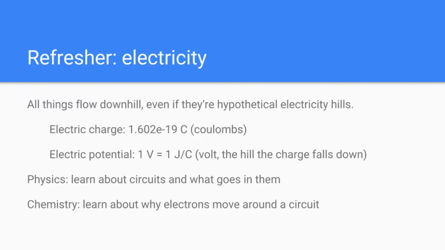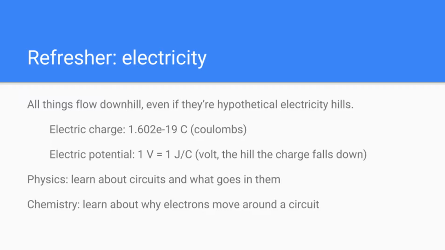So all electrons have a negative charge of 1.602 times 10 to the negative 19th coulombs. A coulomb is just the unit of electrical charge. Electrical potential is measured in the volt, which is 1 joule per coulomb. Okay. So if you raise an electric charge across 1 volt, you will have done 1 joule of work per coulomb of charge. So the volt is the measure of electrical potential energy. It's like the height of the hill that the charge is going up or down.